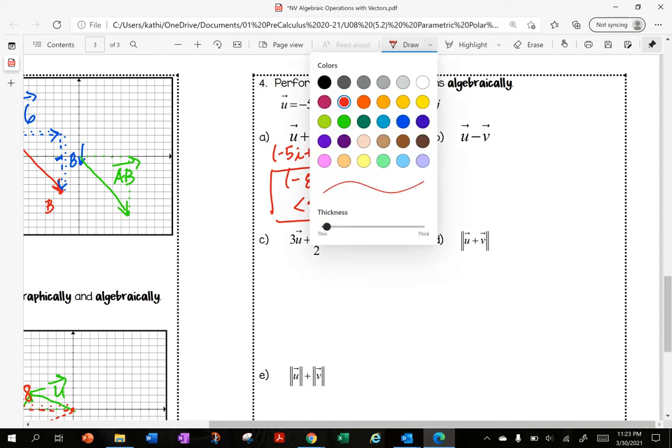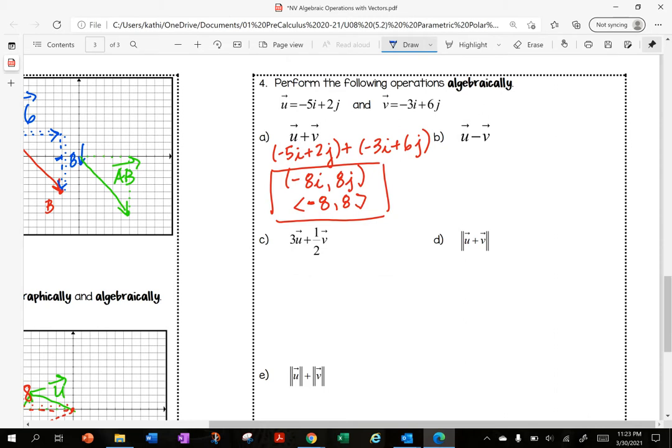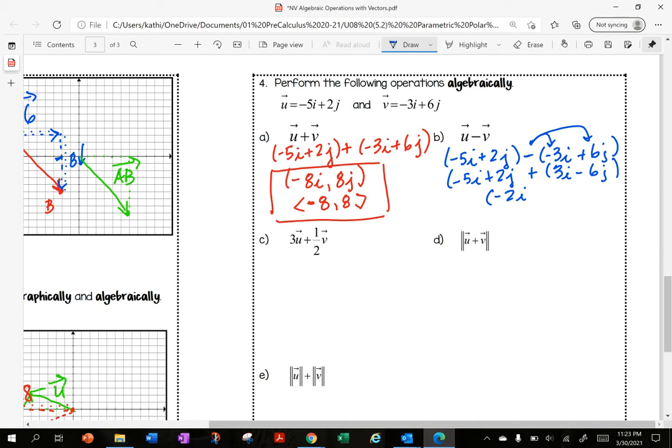Okay, so let's try u minus v. So u is negative 5i plus 2j, minus negative 3i plus 6j. So I want to distribute the negative 1 first. So negative 5i plus 2j plus 3i minus 6j. Negative 5i plus 3i is negative 2i. And 2j minus 6j is negative 4j. So as a vector, I would say this is negative 2, negative 4.